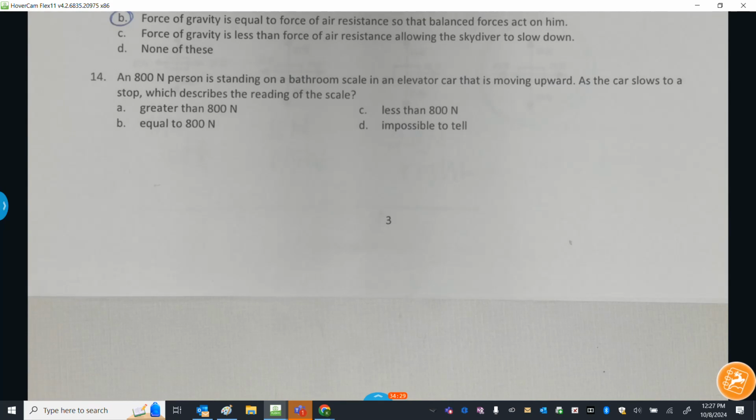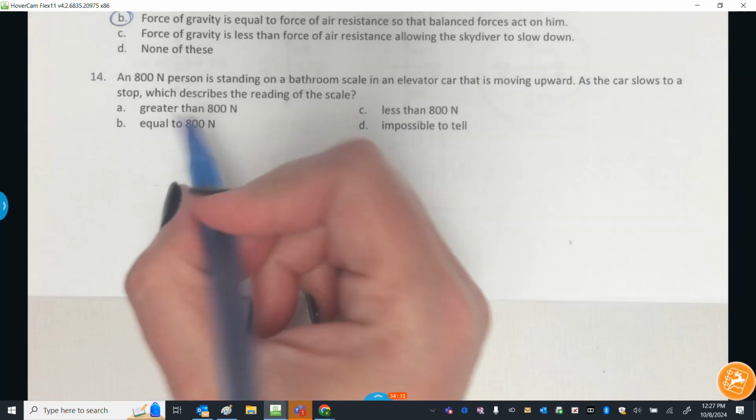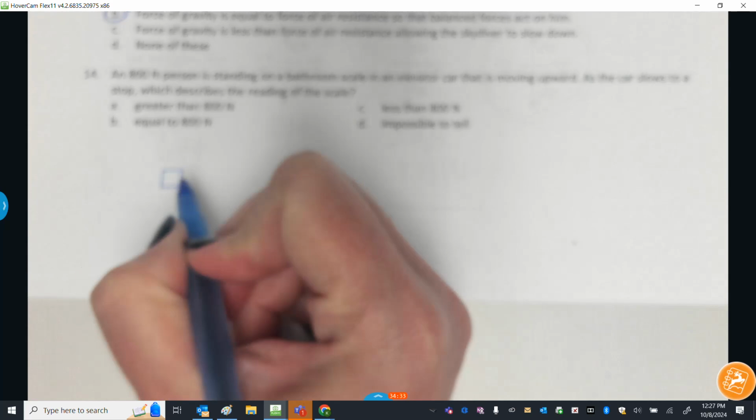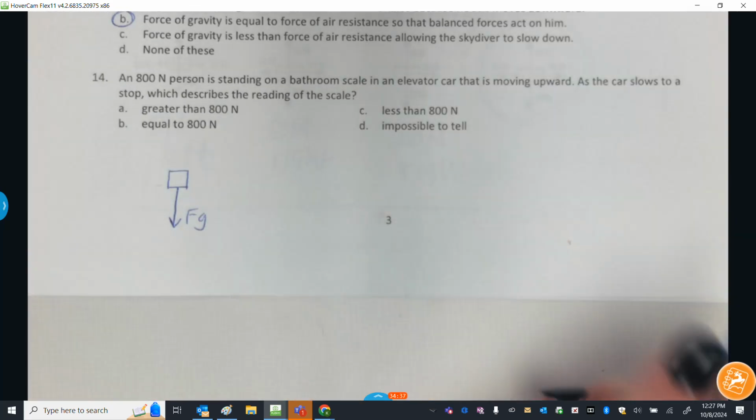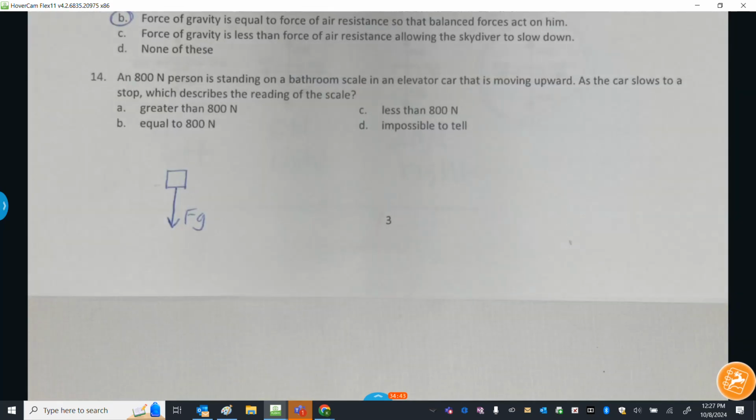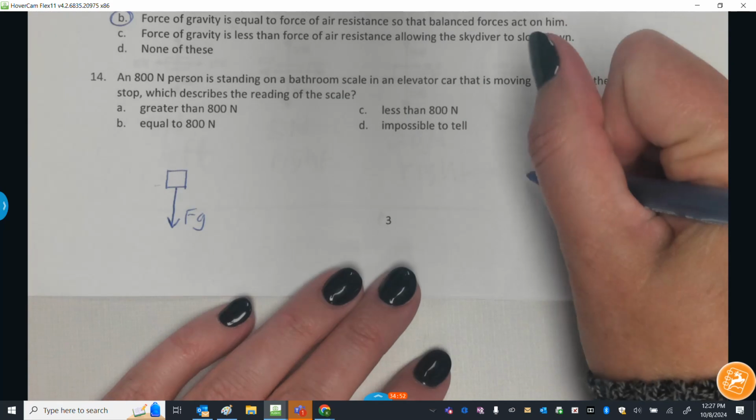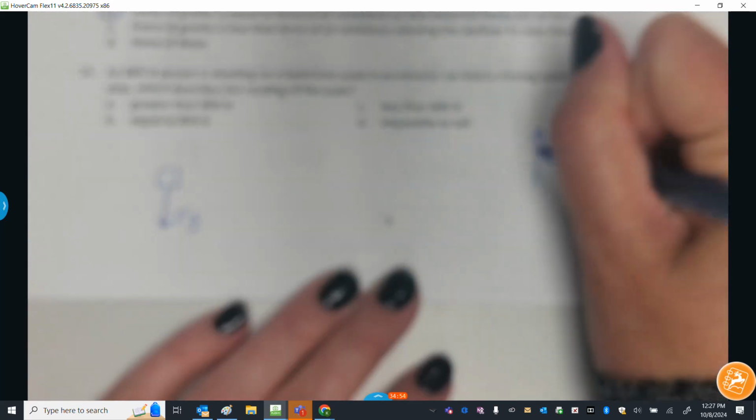We talked about how if you're in an elevator, you have a couple of forces acting on you. You have Fg, and then you have a normal force going upward. But that normal force will change depending on what your net force is in the scenario. So we really need to figure out what the net force is in this scenario. So it says that this elevator is moving upward. So the velocity is up.